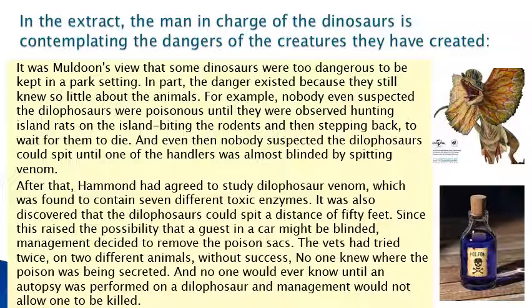It was also discovered that the Dilophosaurs could spit a distance of 50 feet. Since this raised the possibility that a guest in a car might be blinded, management decided to remove the poison sacs. The vets had tried twice on 2 different animals without success. No one knew whether poison was being secreted, and no one would ever know until an autopsy was performed on a Dilophosaur, and management would not allow one to be killed.